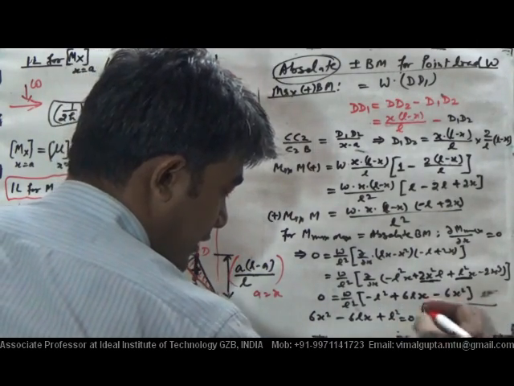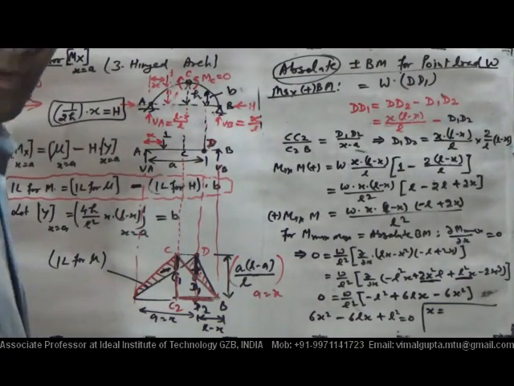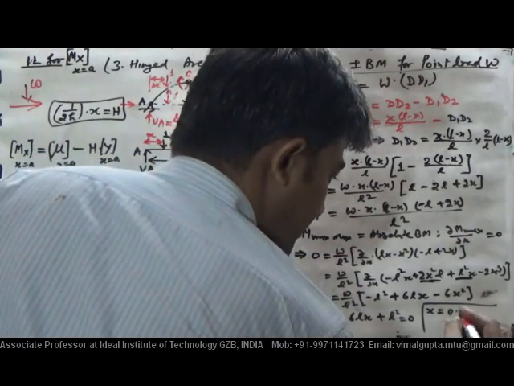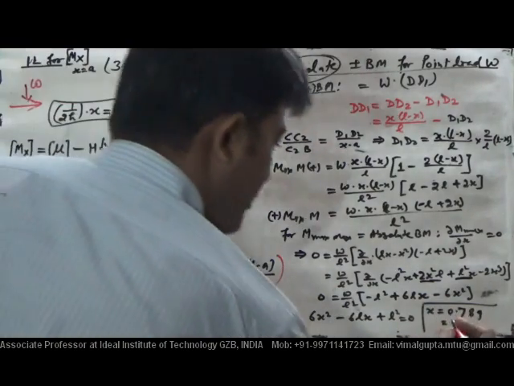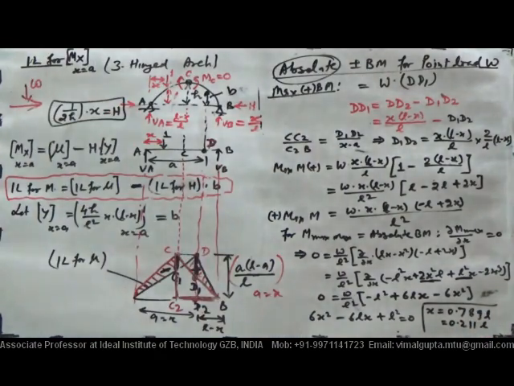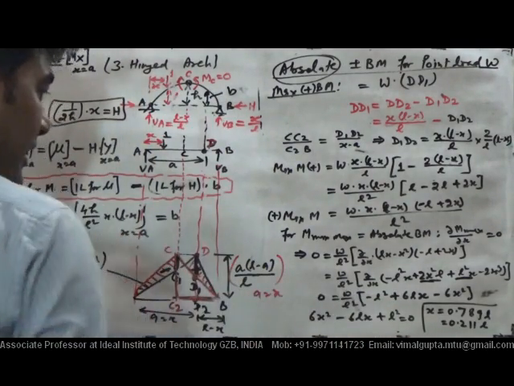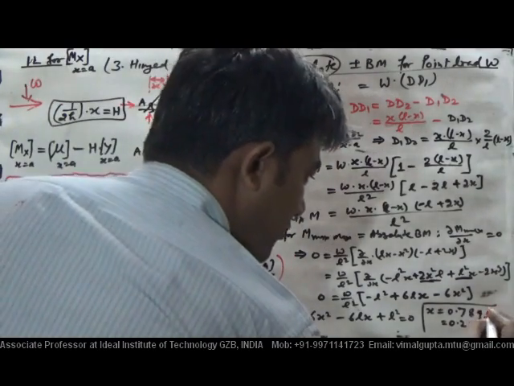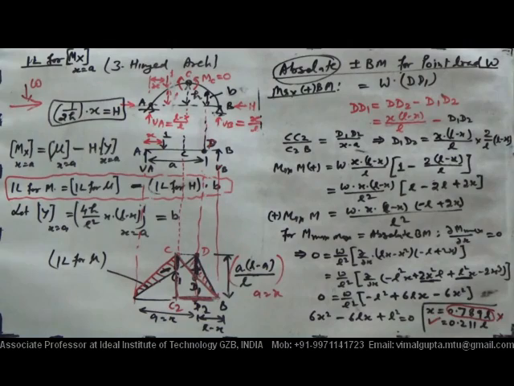Now if we solve that equation, then we will have two values of x, one is 0.789 L and another will be 0.211 L. These will be the values. Since we know very well that the expression is applicable only for A to C, the value of x cannot be more than L by 2. Therefore, that value will not be correct. So, the value of x we will take as 0.211 L.